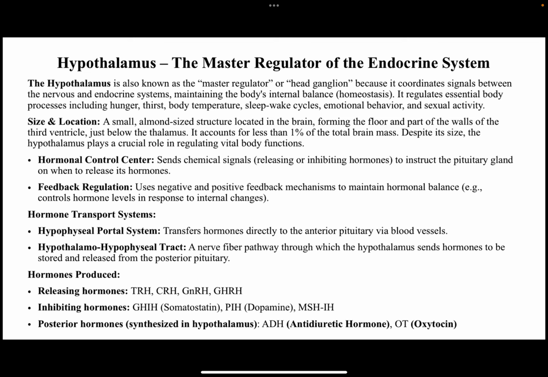But then the hypothalamus is also connected to the anterior pituitary using blood vessels. And that is why we refer to that as a transport system. Any connection in the endocrine system is a transport system, because the endocrine system entirely is a communication system. So the hypothalamus connects to the anterior pituitary using blood vessels.